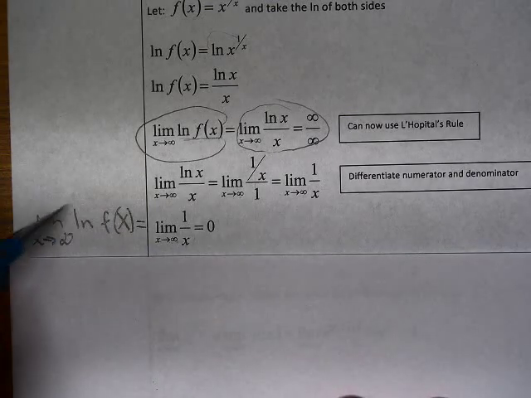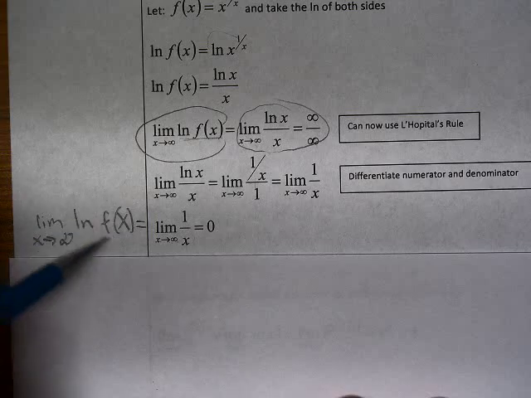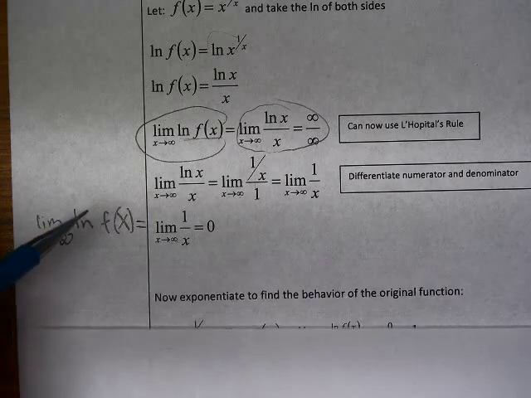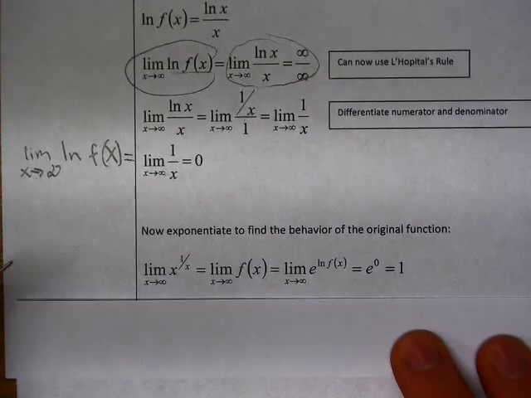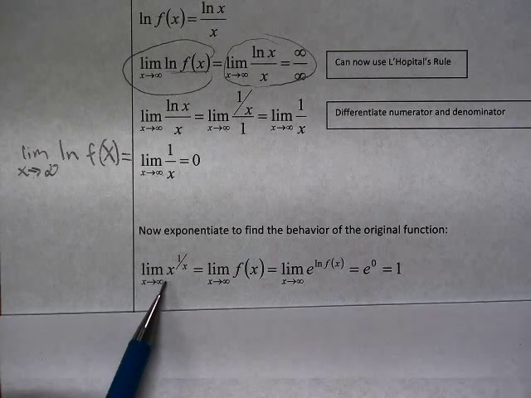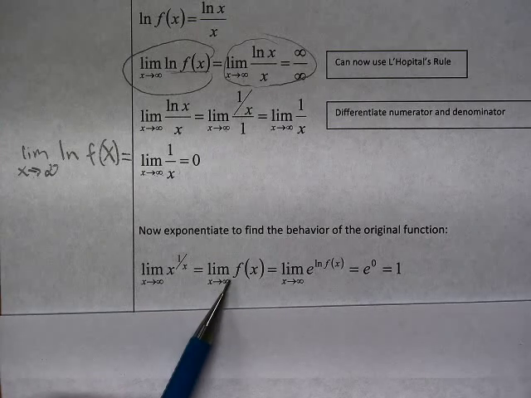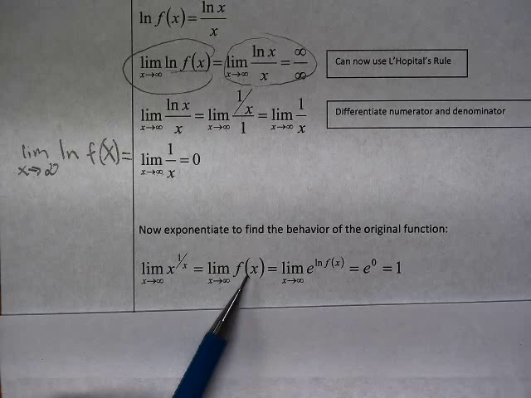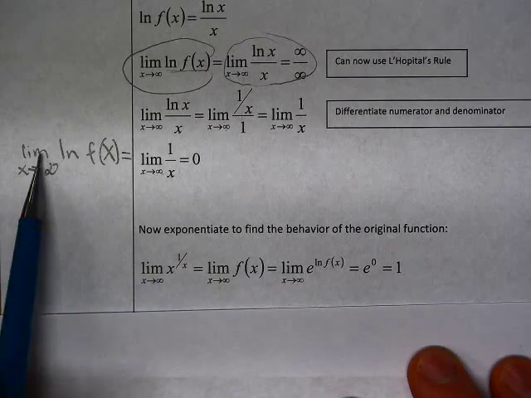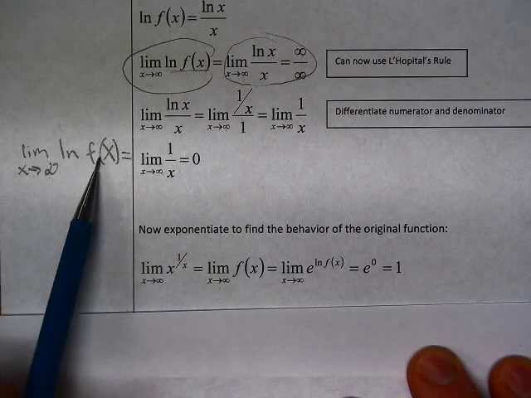So I want the limit as x approaches infinity of just f of x. So watch how I'm going to rewrite this. We started out with this problem. All right, we want the limit as x approaches infinity of f of x. I have the limit as x approaches infinity of ln of f of x.